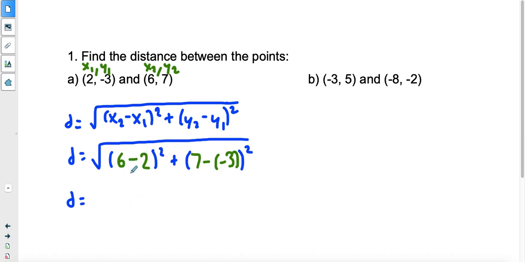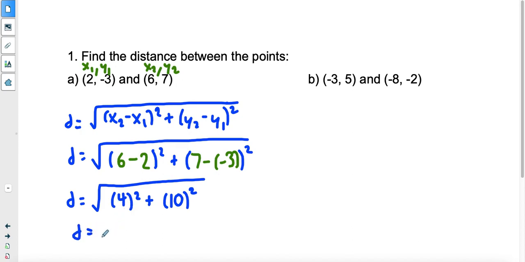Now we need to simplify what's inside the brackets. So 6 minus 2 is just 4. 7 minus -3: a negative times a negative is a positive, so this is the same thing as saying 7 plus 3. And 7 plus 3 is just 10. All right. 4 squared is just 16. And 10 squared is 100.